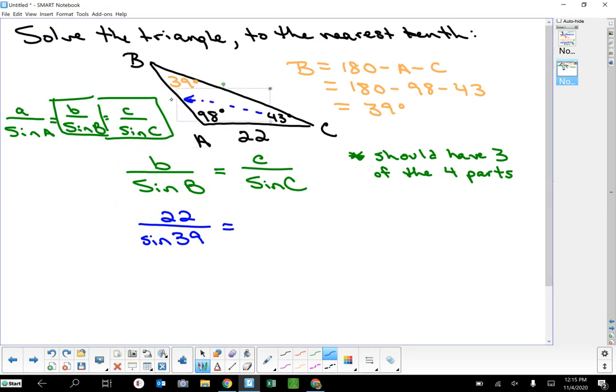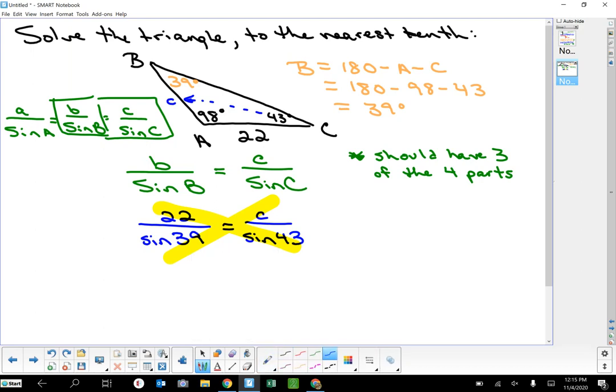That's this side over here. We don't know what that is. Over angle sine of C, which is 43. And now we're just going to cross multiply and divide. So when we cross multiply, we're going to set this equal to this, right?